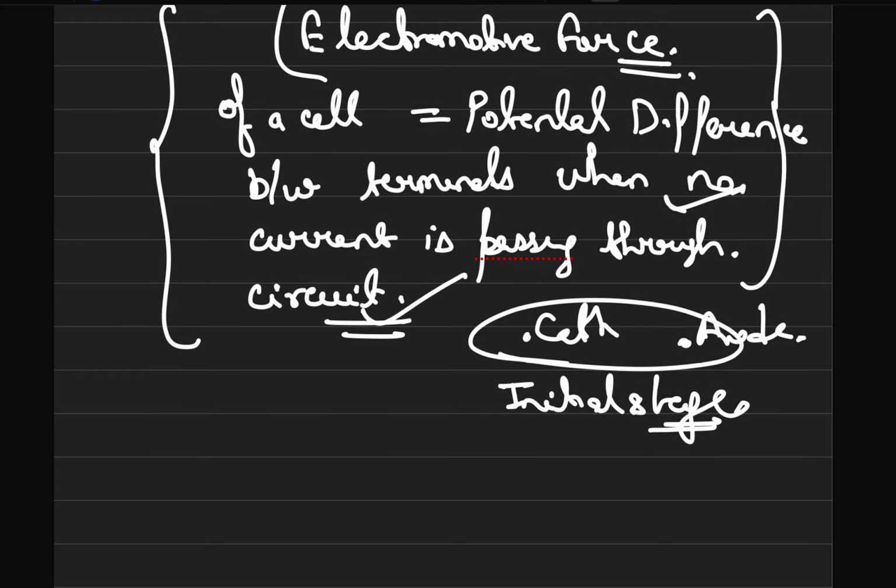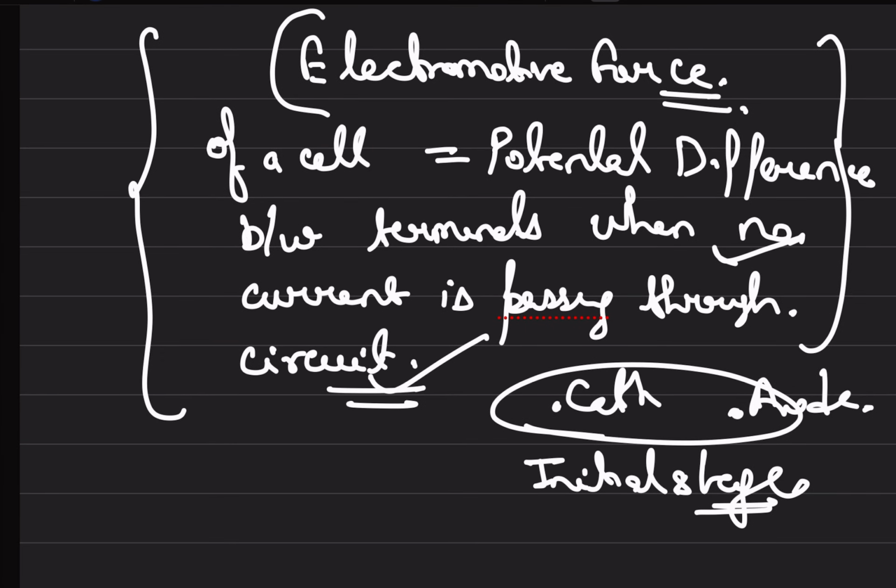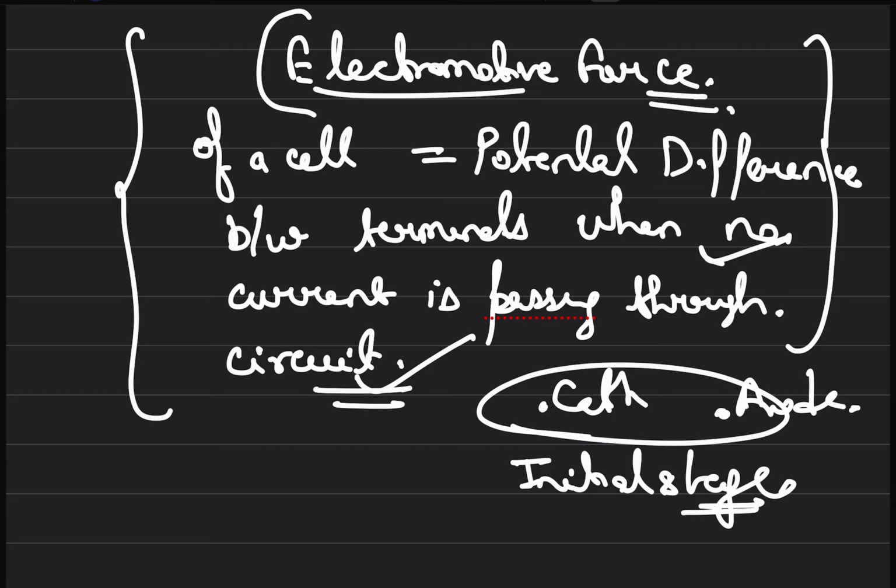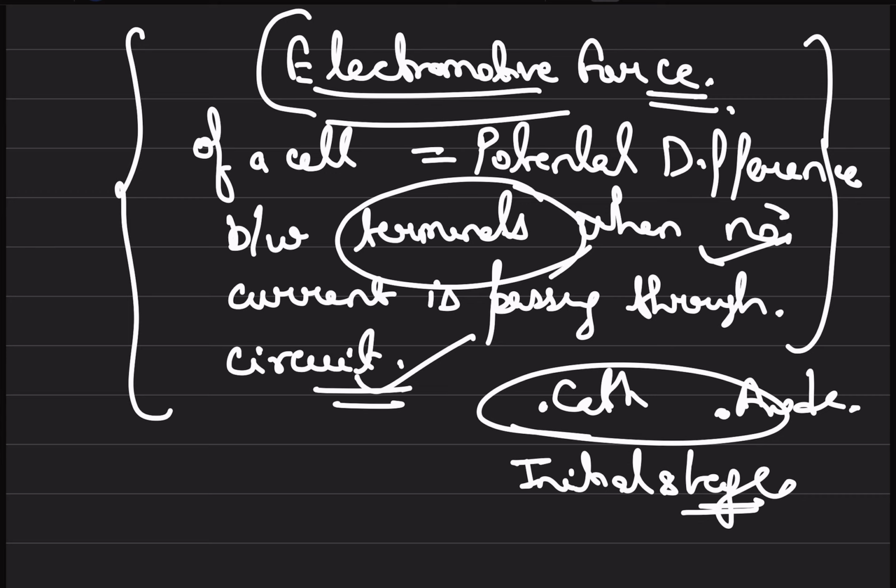Next we'll see in depth what the electromotive force of a cell is. The electromotive force of a cell is equal to the potential difference between the terminals when no current is passing through the circuit. So we have to remember that when no current is passing through the circuit, the potential difference is equal to the electromotive force of that cell. This is the concept for the electromotive force.